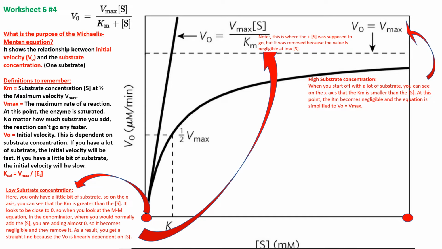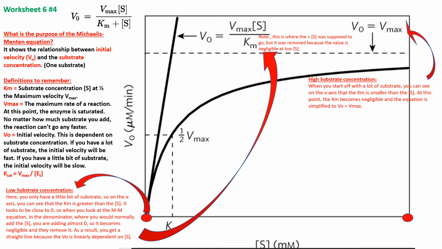But let's look at the low substrate concentration on the left corner. Here you only have a little bit of substrate, so on the x-axis you can see that the Km is greater than the substrate concentration. For example, if your substrate concentration is on this red dot, the Km is greater than your substrate concentration. It looks to be close to 0. So when you look at the Michaelis-Menten equation, in the denominator, where you would normally add the substrate concentration, it's Km plus the substrate concentration.